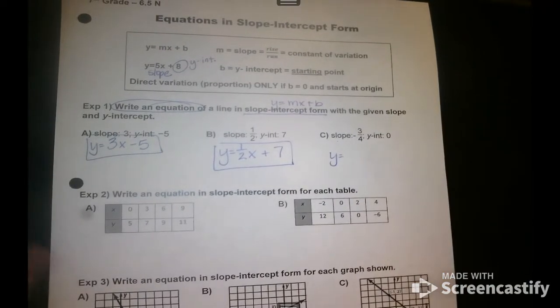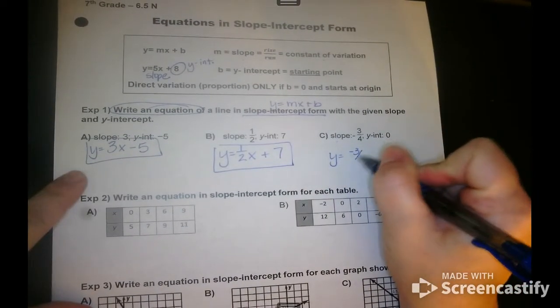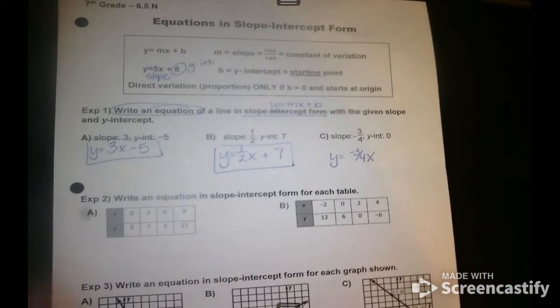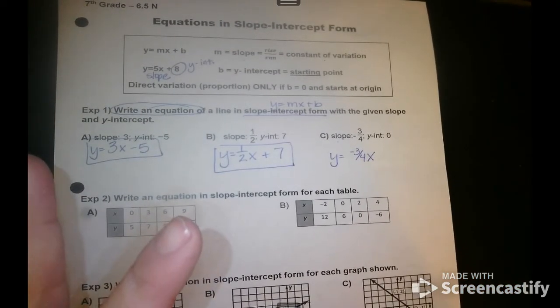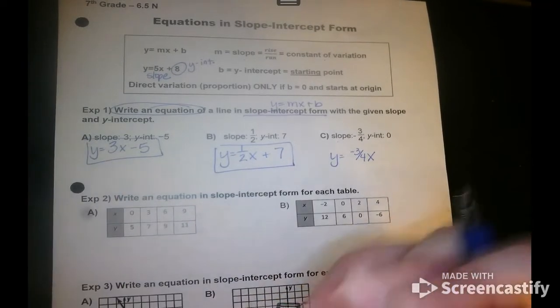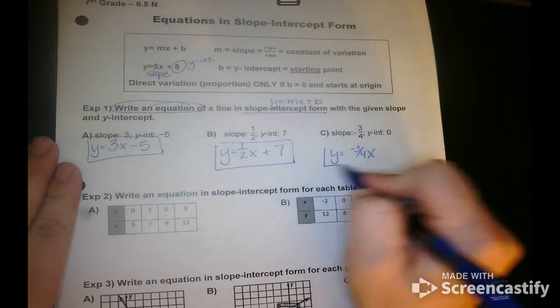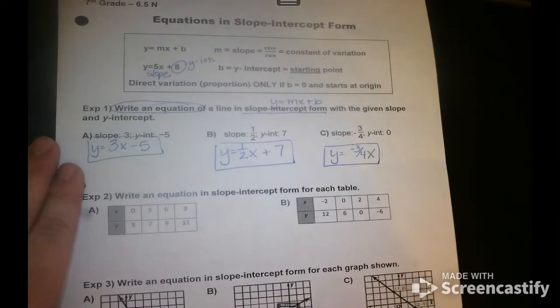All right, so what would my equation be for this one? What is my slope? Negative 3/4 x. Okay, so if my y-intercept is 0, do I need to put plus 0? Because if I add 0 to something, does it change at all? No. So that is my equation.